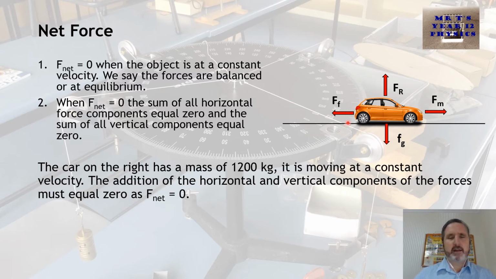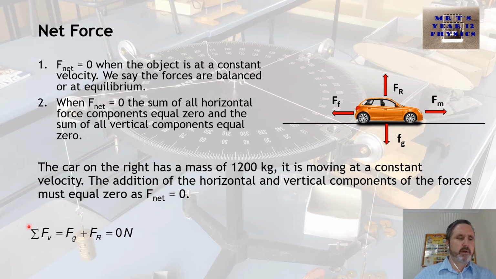So in the car here, if we were looking horizontally, if this was moving at a constant speed, then we would know that the friction force equals the force of the motor. We are told here the car has a mass of 120 kilograms. It's moving at a constant velocity. The addition of horizontal and vertical components of the forces must equal 0.